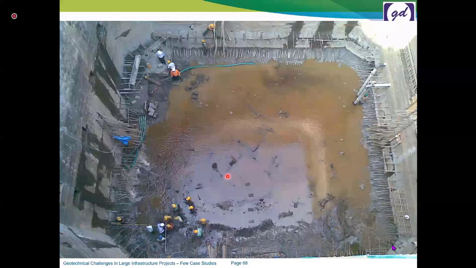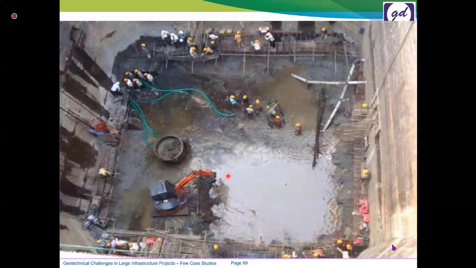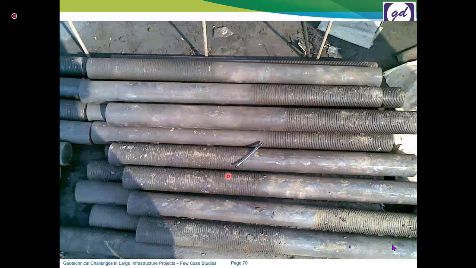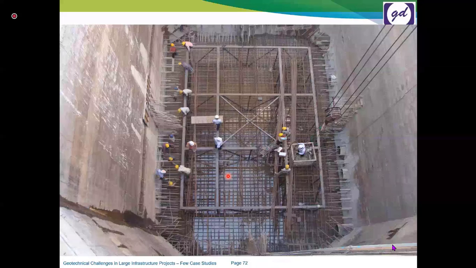to put an RCC base raft into it, because we did not have that much time to cast RCC inside it. So the best option was to prepare some reinforcement cages on the top, prepared as trusses, and then transfer them directly to the bottom of the raft. And then this raft was cast. The thickness of the raft was almost 3 meters.